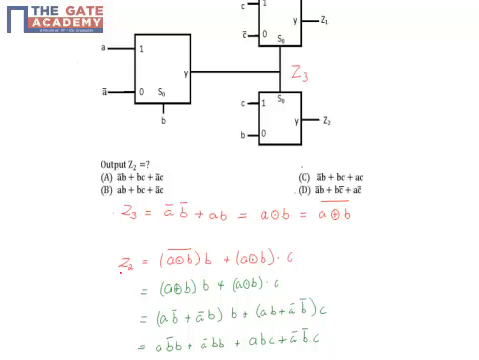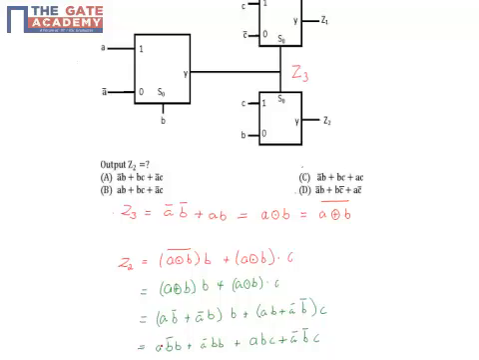Now Z3 would act as the select line for the mux below, the third mux. So the output Z2 would be (A XOR B) bar times B plus (A XOR B) times C. Since A XOR B bar is nothing but A XNOR B, we get A XNOR B times B plus A XOR B times C. We know that A XOR B is AB bar plus A bar B, and A XNOR B is AB plus A bar B bar. So expanding this, we get this equation.